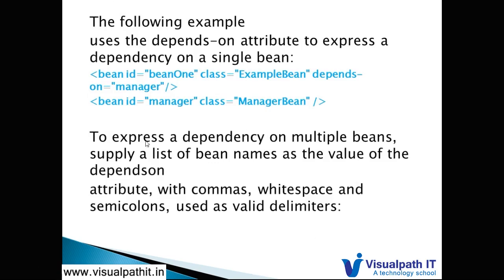For example, here bean id equals bean1, class equals ExampleBean, depends-on equals manager, and bean id equals manager, class equals ManagerBean. How are we expressing these kinds of dependencies on multiple beans? If it depends on multiple beans, then we provide a list of bean names as the value of the depends-on attribute. We can use commas, white spaces and semicolons as delimiters.